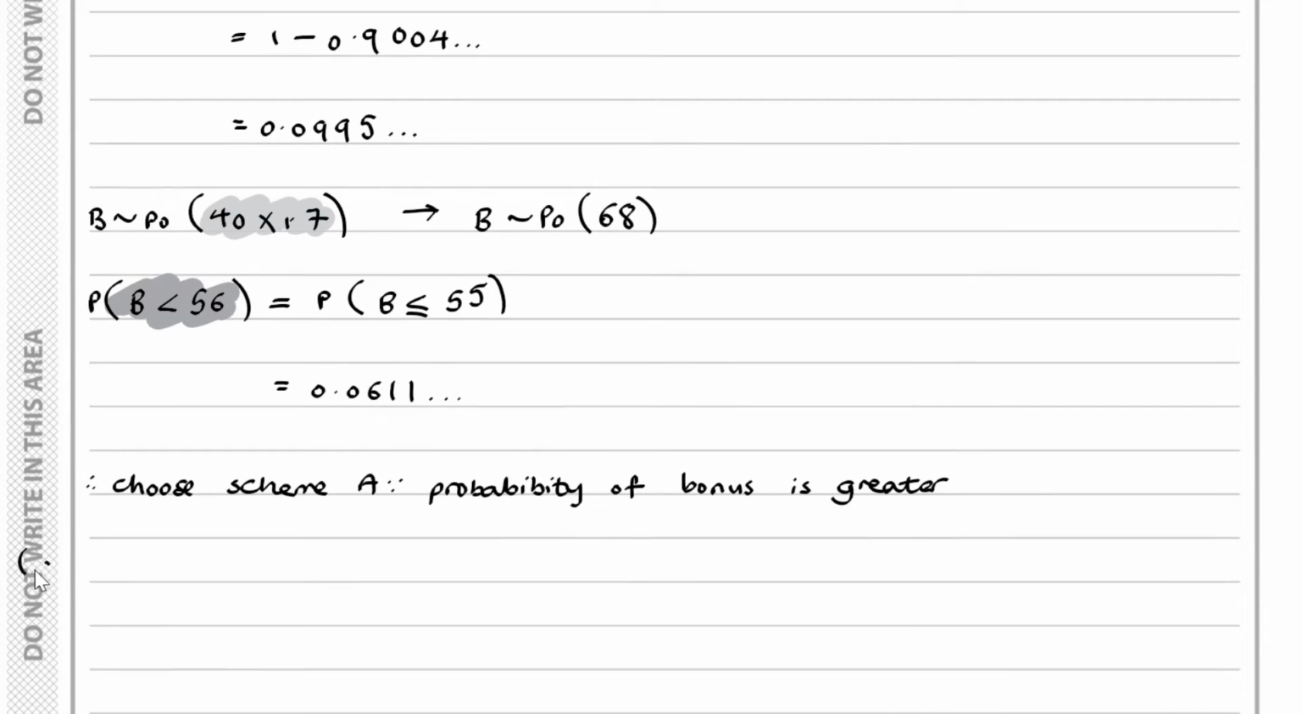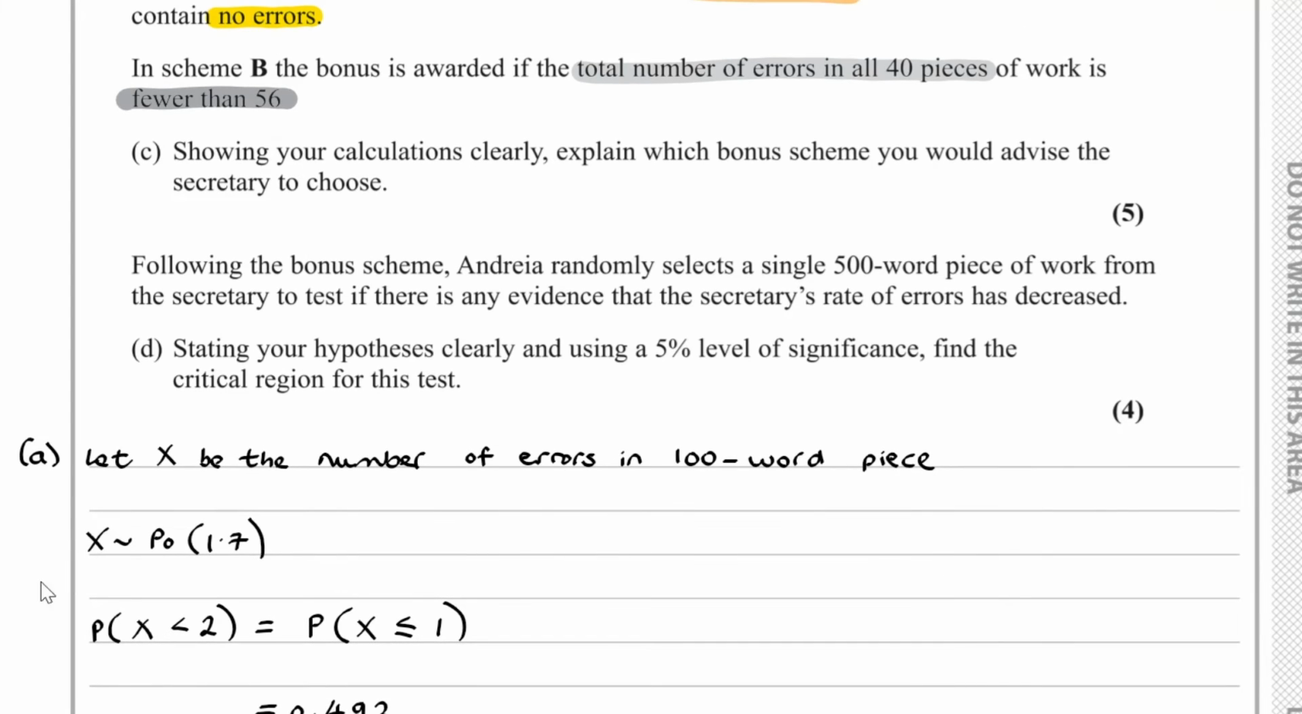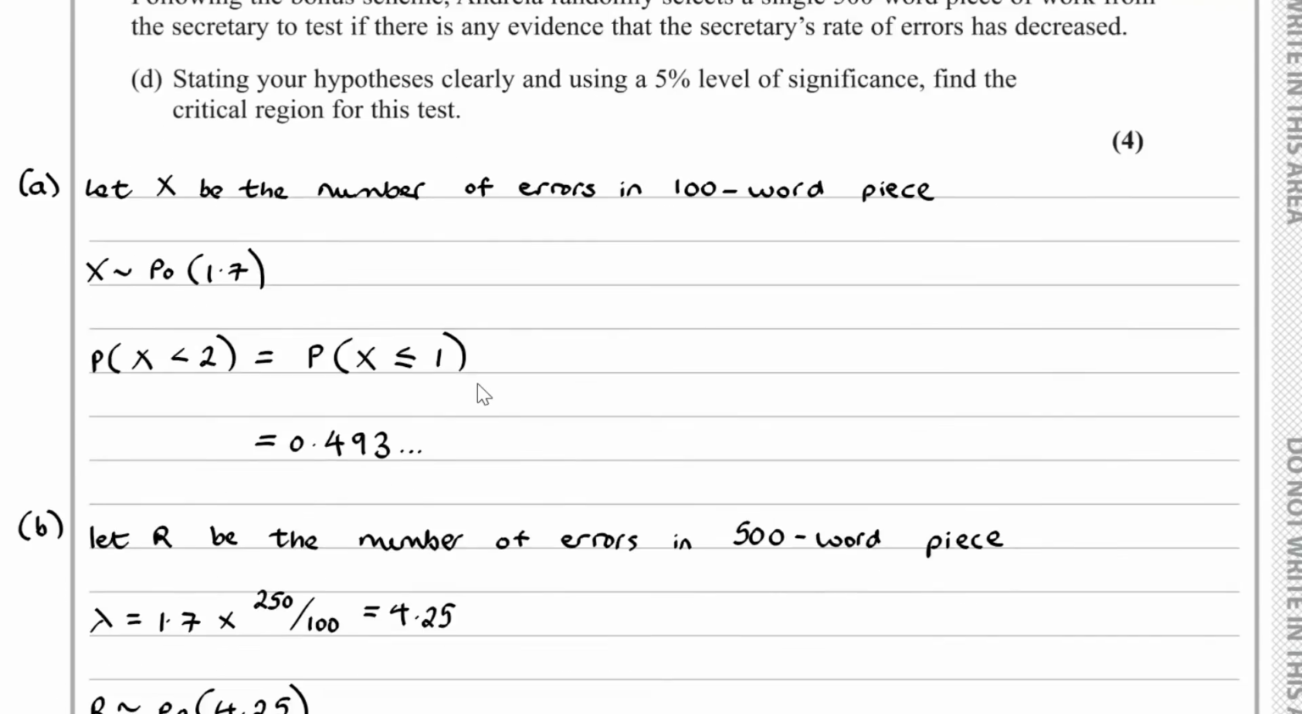Now for part D of the question: following the bonus scheme, Andrea randomly selects a single 500 word piece of work from the secretary to test if there is any evidence that the secretary's rate of errors has decreased. Stating your hypotheses clearly and using the 5% level of significance, we have to find the critical region for the test.